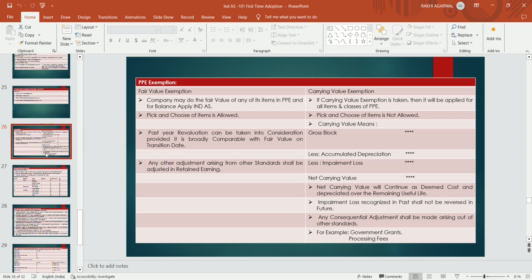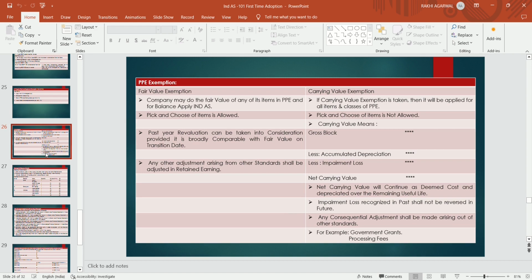Carrying value means gross block, less accumulated depreciation, less impairment loss, which gives the net carrying value. Net carrying value is treated as a deemed cost and depreciated over the remaining useful life. Impairment loss recognized in the past shall not be reversed in future.